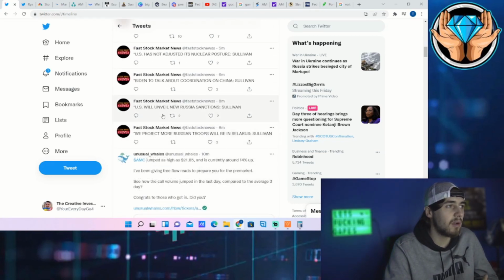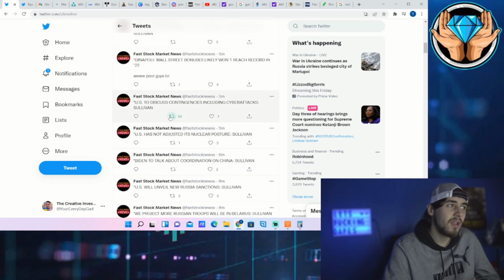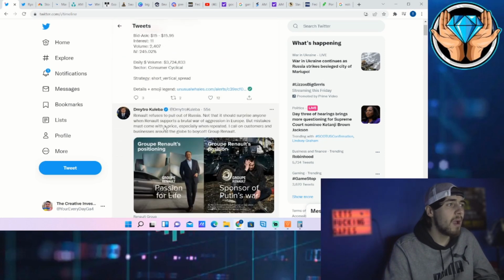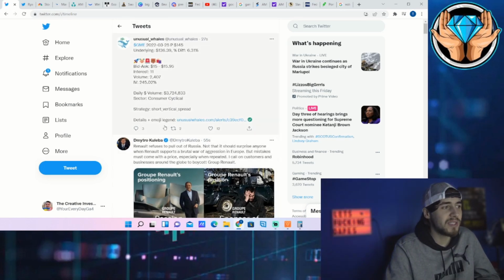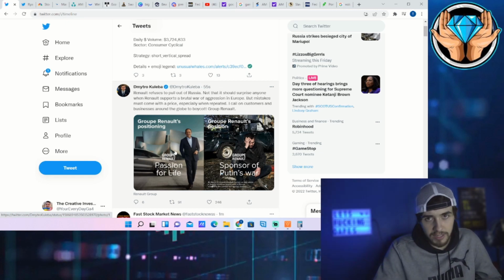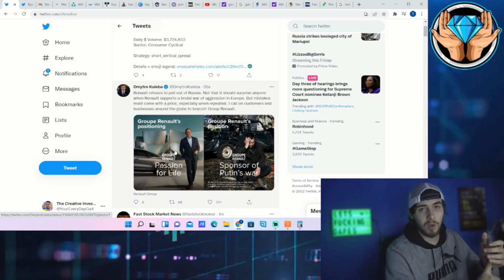It says U.S. will unveil new Russia sanctions. That was from Sullivan giving a press briefing right now. And then he also said, we project more Russian troops will be in Belarus. And then Biden to talk about coordination on China. U.S. has not adjusted its nuclear posture. The U.S. to discuss contingencies, including cyber attacks. And a couple more headlines that are coming out. But it's nothing too crazy besides what I already went over that is essentially moving the markets today. Nuclear talks, nuclear war talks, that's going to move the markets in a dramatic way.